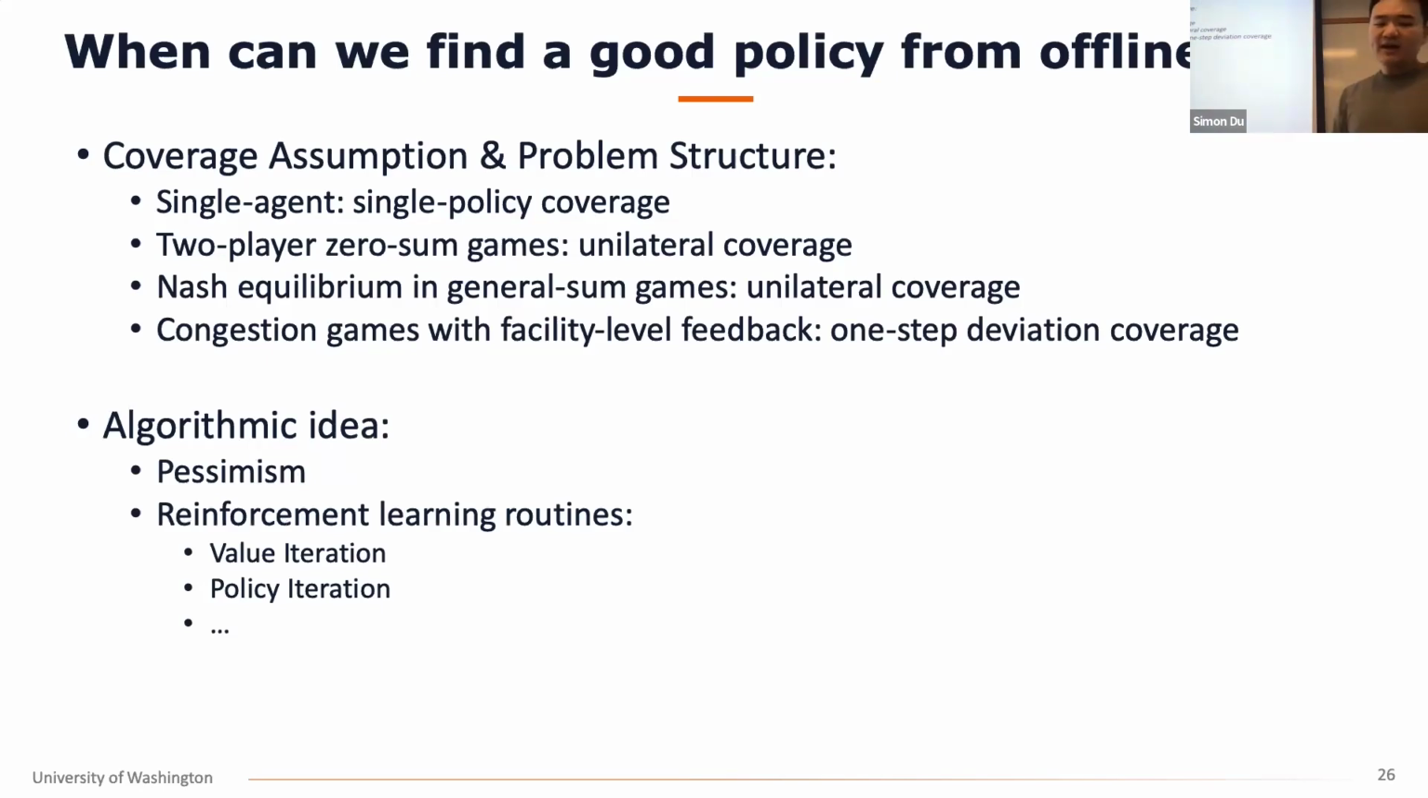In terms of algorithm, the key idea is pessimism, and if you consider the sequential game setting or reinforcement learning setting, you just combine it with some standard subroutines in reinforcement learning, like value iteration or policy iteration, etc.